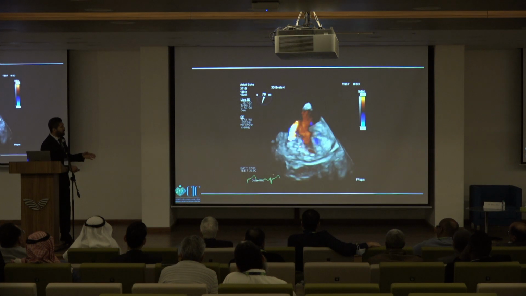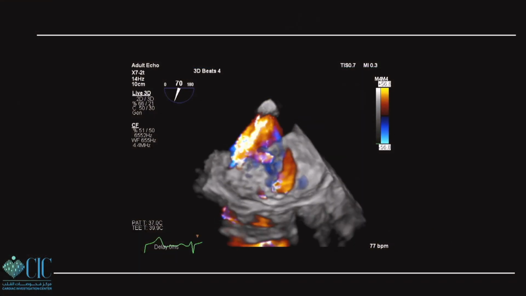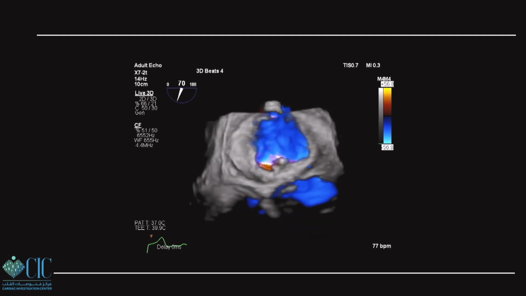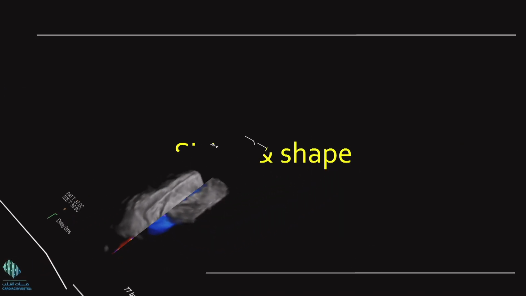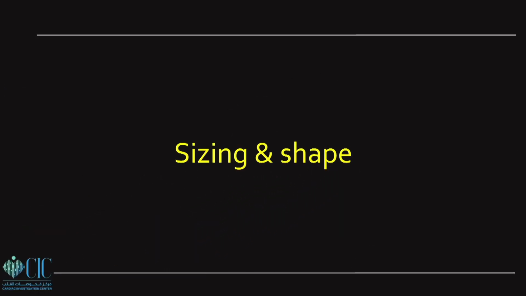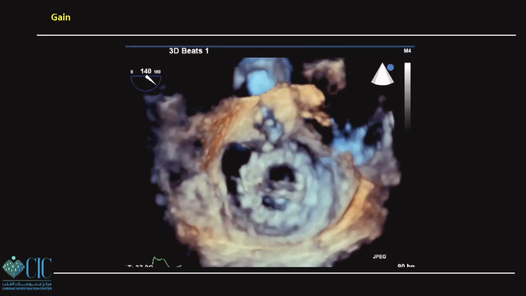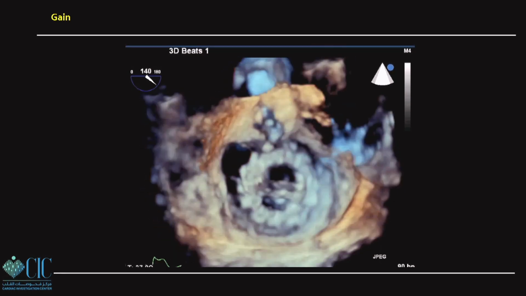Color is very helpful. This is more or less a surgical view, but the defect is there at 11 o'clock. That's why sometimes I need to turn the image down to see the defect. See, the color gives very good localization, especially if you have a higher frame rate. Sizing and shape. Look at this huge defect.